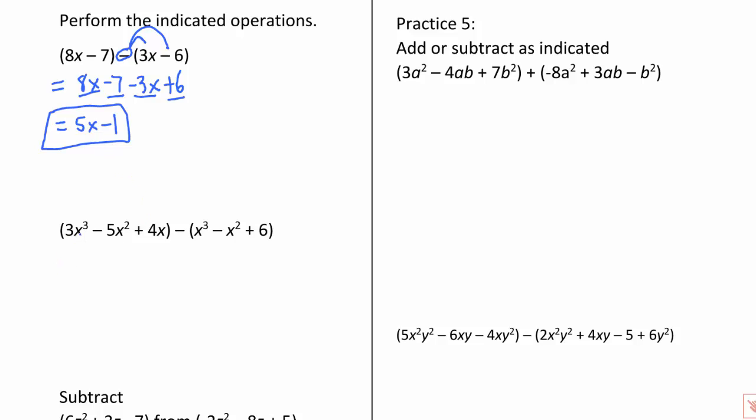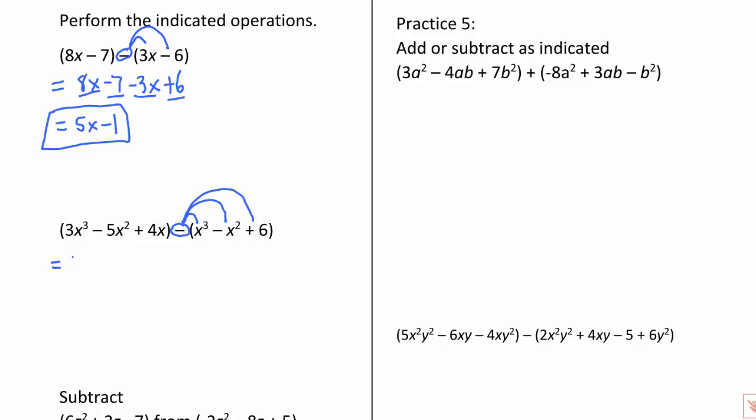Now let's look at 3x cubed minus 5x squared plus 4x minus x cubed minus x squared plus 6. Again, what's the operation between the two? It's minus. So I need to distribute this negative sign to all terms in this parentheses.